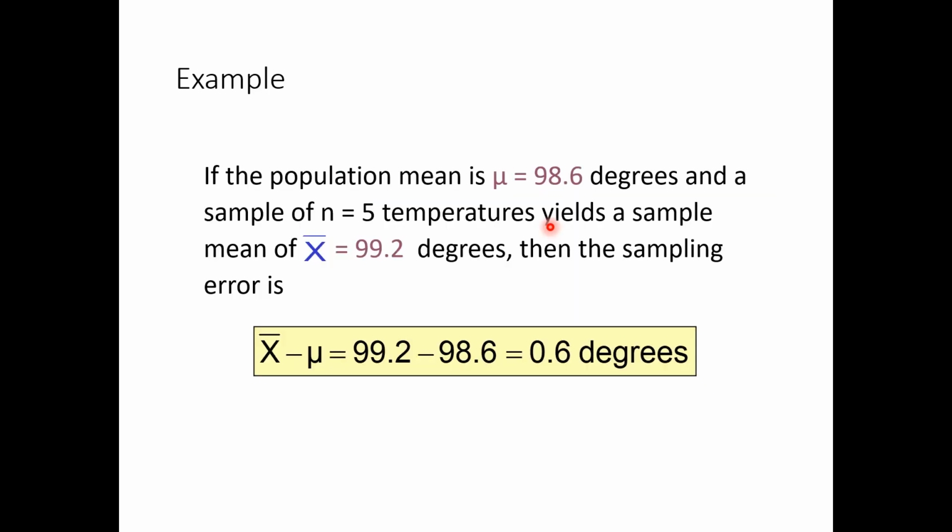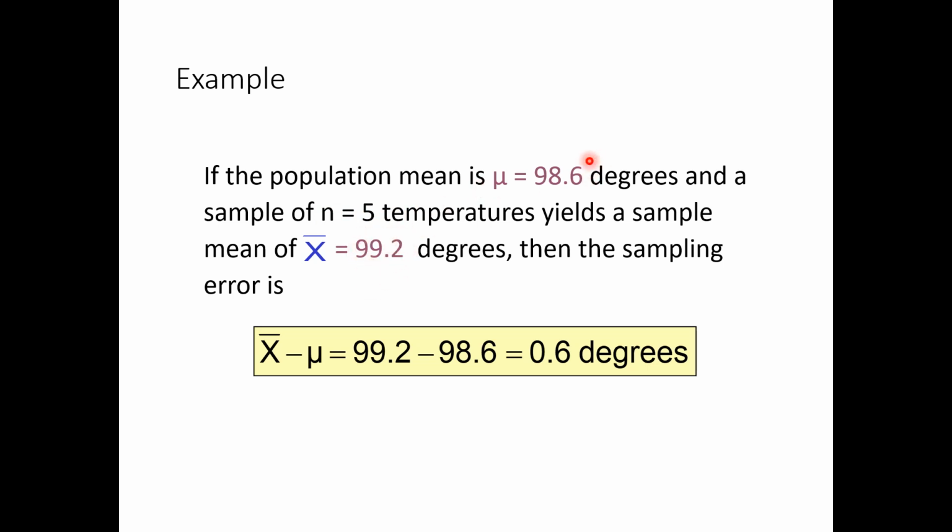Now I take up an example. My example is pretty simple. I say the population mean is 98.6 degrees and a sample of n equal to 5. Now we have taken 5 temperature readings. That means we have taken 5 temperature readings from 5 different people, and we can calculate the mean. So this mean comes out to 99.2. So what is our error?